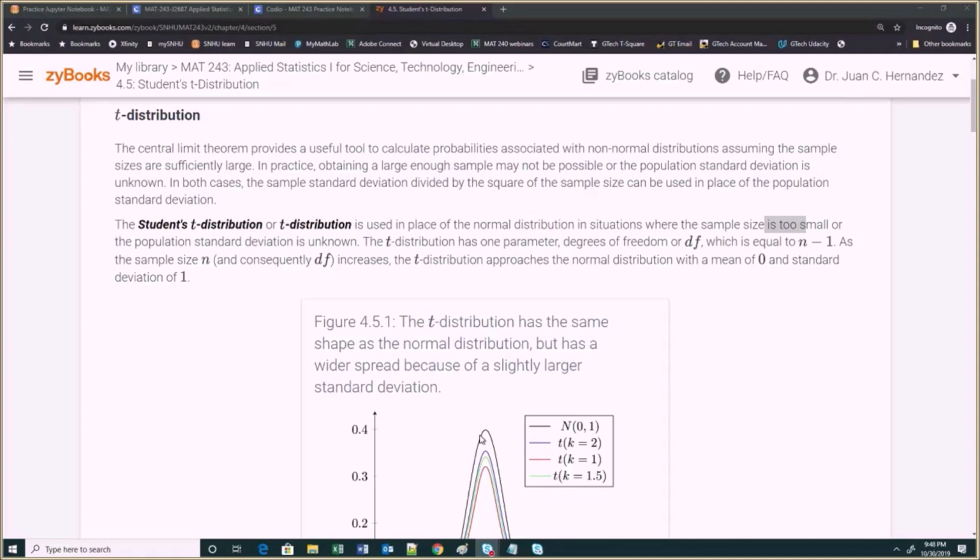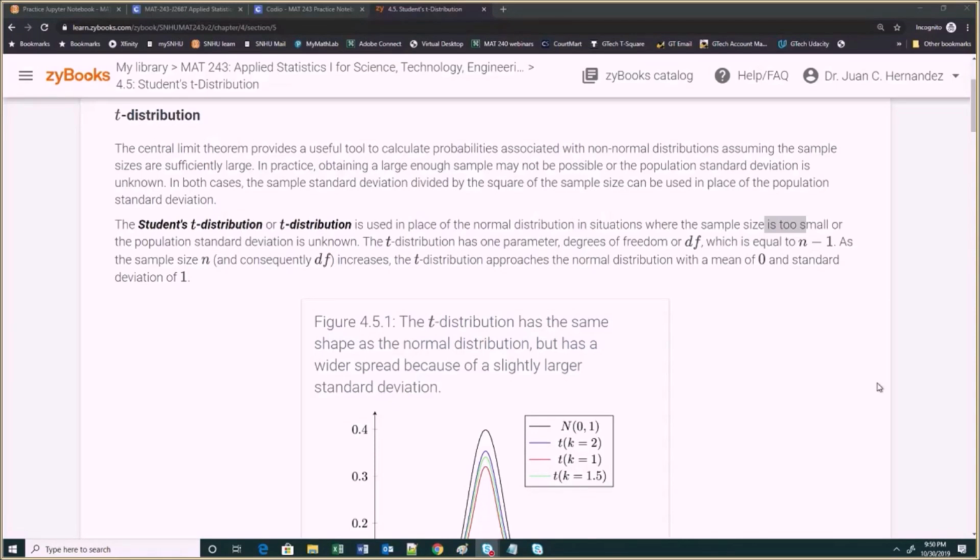Okay, the main point to remember with the t-distribution is that when we're working with problems where the standard deviation is not known and the sample size is less than 30. So that is the key point to remember, the t-distribution versus the normal distribution. Yes, so very good point.